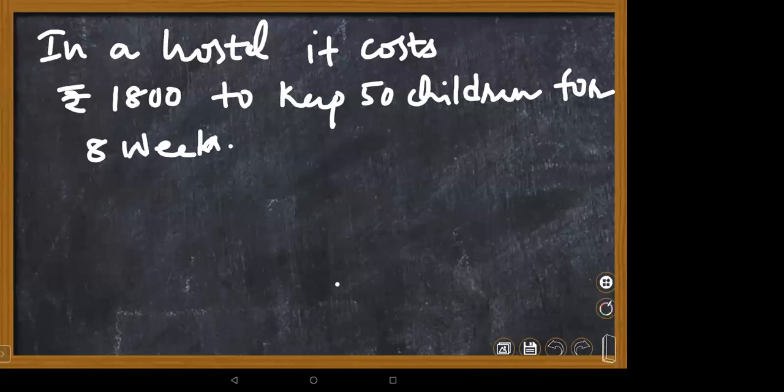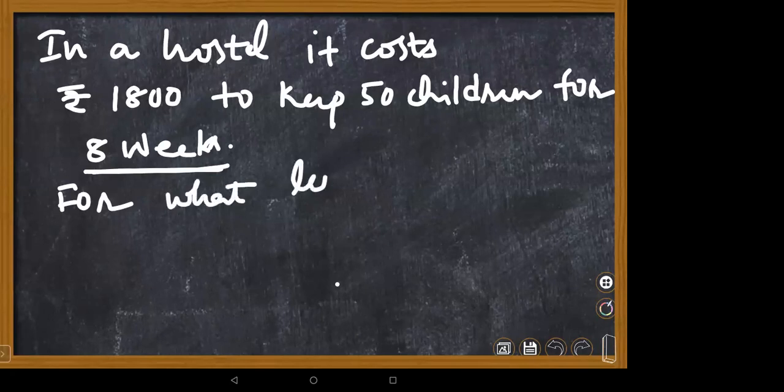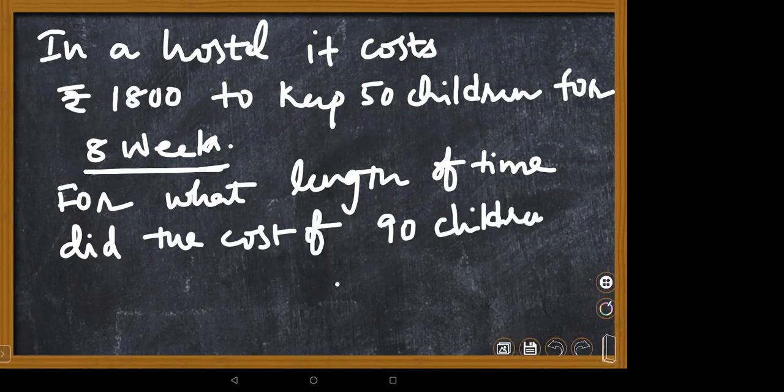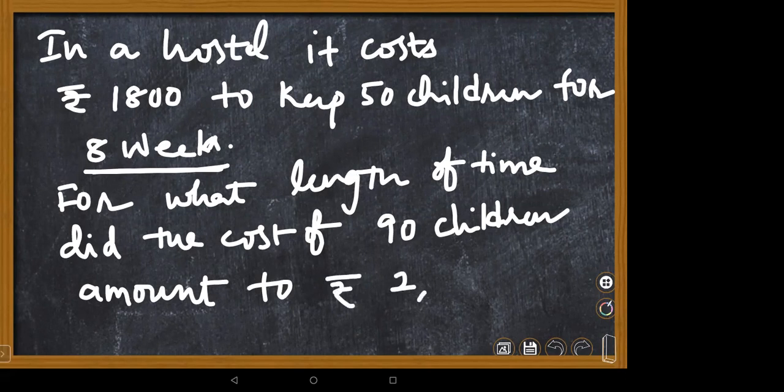For what length of time? Here 8 weeks is given, and you need to find out for what length of time did the cost of 90 children amount to, here the children are increased, 90 children amount to 21,060 rupees. It's not 2 lakh, it's 21,060 rupees.